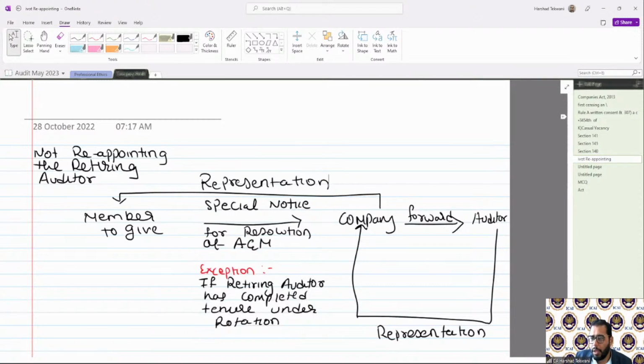Now, if there has been a delay by the auditor in giving the representation to the company, then in that case it is fine, because the company has received the representation late. What the company can do in that scenario is give a notice to the members that the representation has been made by the auditor, but it has been received late. And that can be shared before the date of the meeting, the AGM.